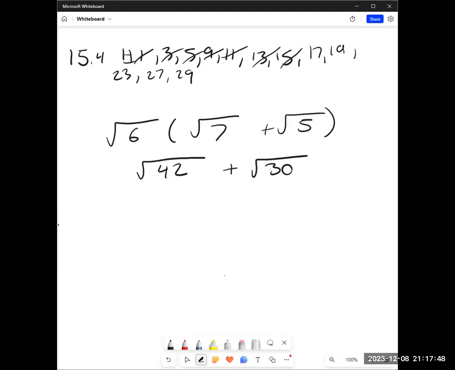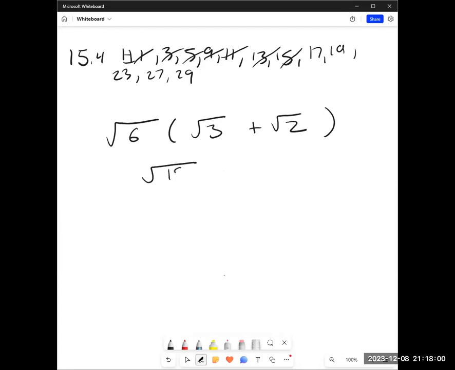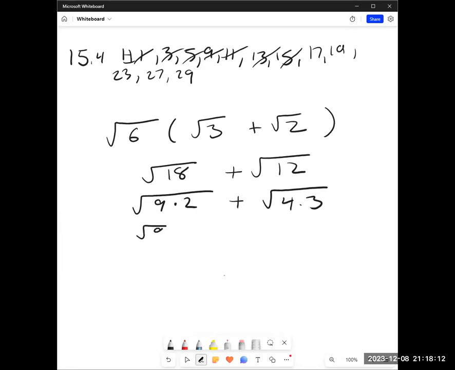Let's change it up a little bit now and make it the square root of 6 times the square root of 3 plus the square root of 2. That is going to be the square root of 18 plus the square root of 12, which is the square root of 9 times 2 plus the square root of 4 times 3. That is the square root of 9 times the square root of 2 plus the square root of 4 times the square root of 3, which is 3 square roots of 2 plus 2 square roots of 3.